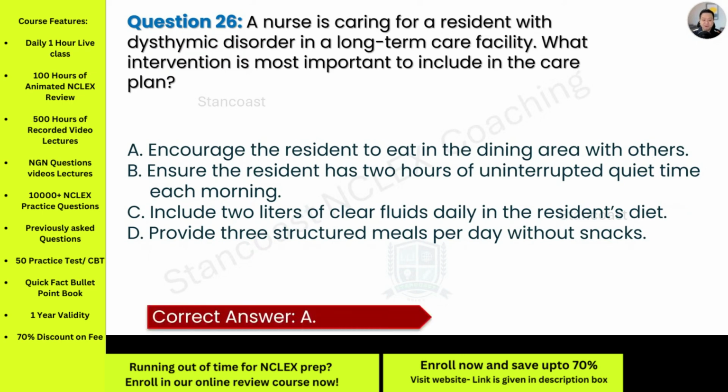The answer here is letter A, because individuals with dysthymic disorder often struggle with social withdrawal, and eating in a communal setting promotes social interaction. So this will reduce feelings of isolation. Now, quiet time, meal structure, and fluid intake, while we know that these are beneficial in other contexts, will not directly address social isolation. So you have to look for the keyword dysthymic disorder, which indicates a focus on the mood and social intervention. So you got to eliminate options unrelated to improving social engagement.